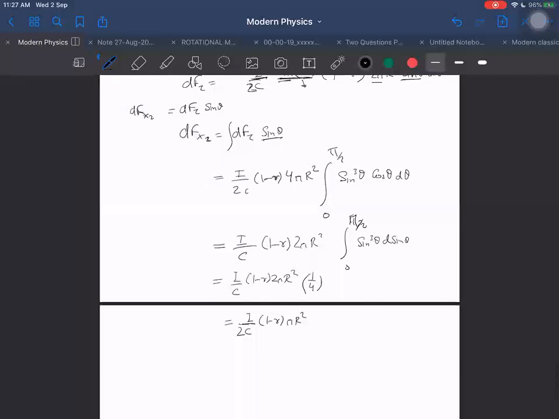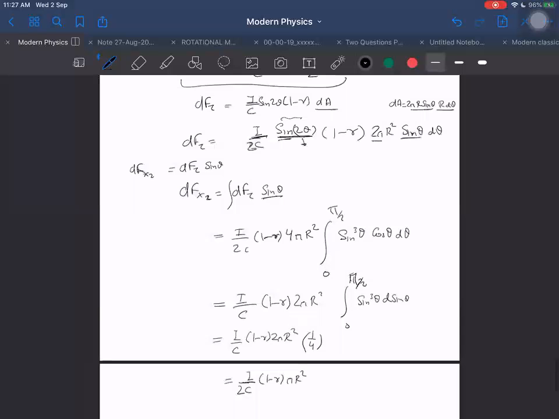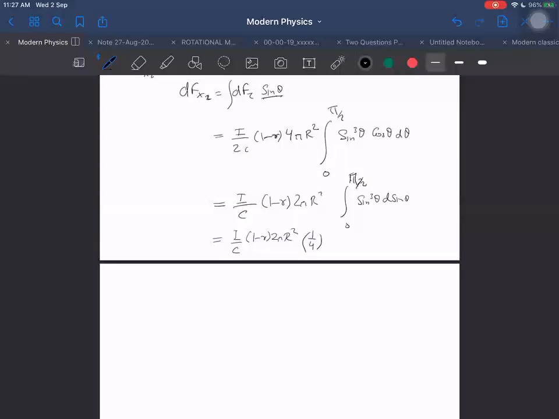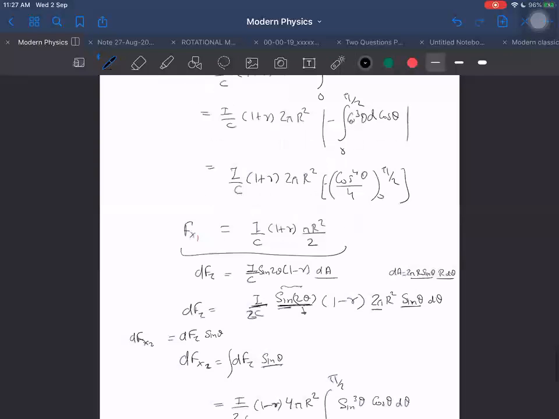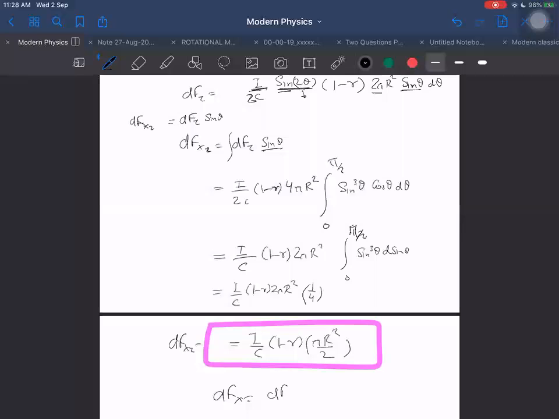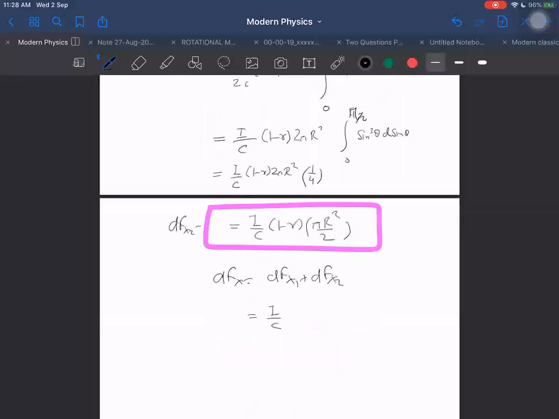Yes, that is exactly what I was expecting. We got the same thing. See, it is independent of R. The main thing is I knew already that it would come out independent of R. It is pi R squared by 2. Notice now, in this term and in this term, if I add these two terms, dFx1 and dFx2, then the net dFx will become independent of R, and that is equal to just I by c into pi R squared.